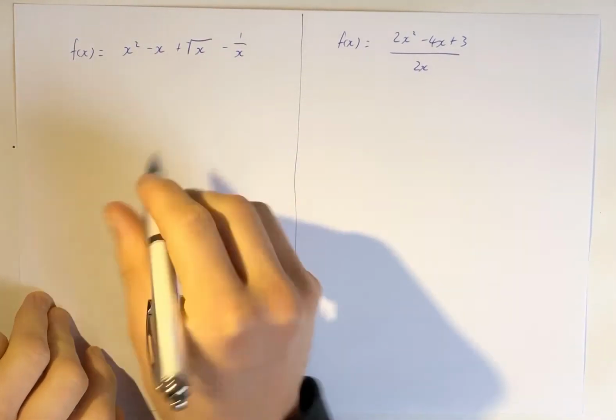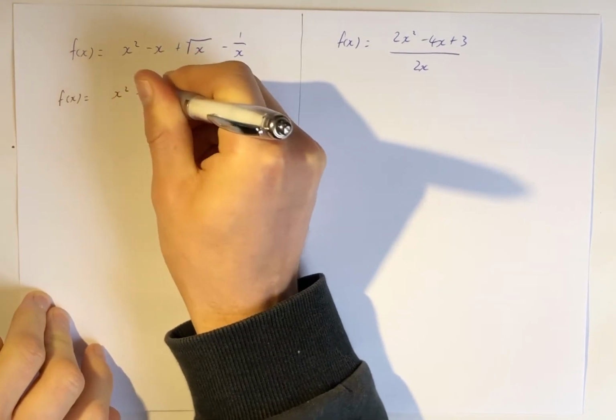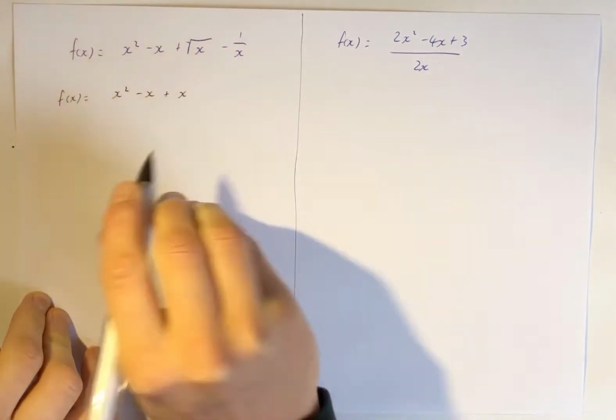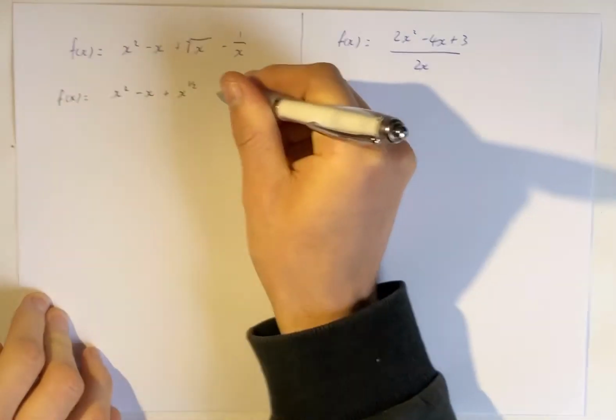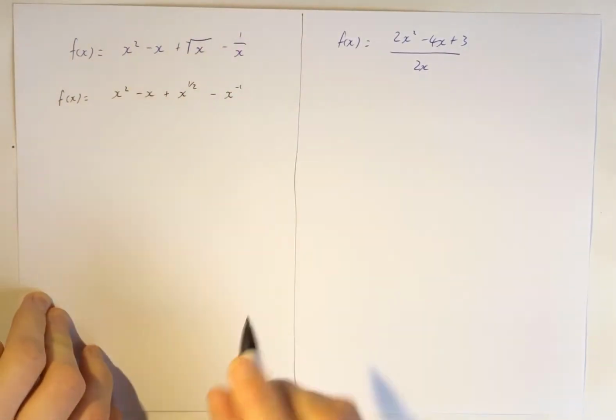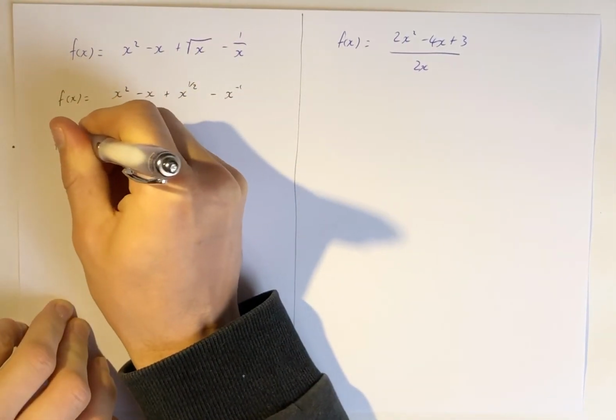I would need to write this in power form first. So f of x is x squared minus x plus x to the, and remember that square root is power of a half, and then we take away x to the -1. That's just x to -1. So now we can do the derivative.